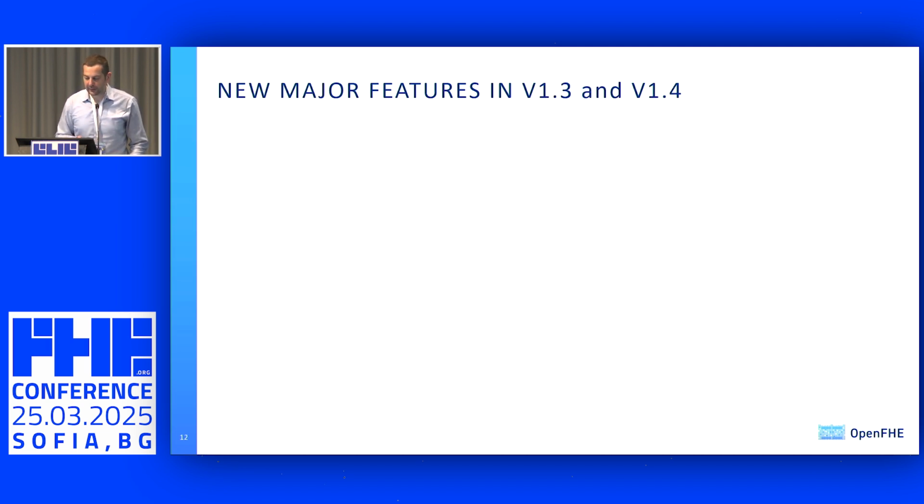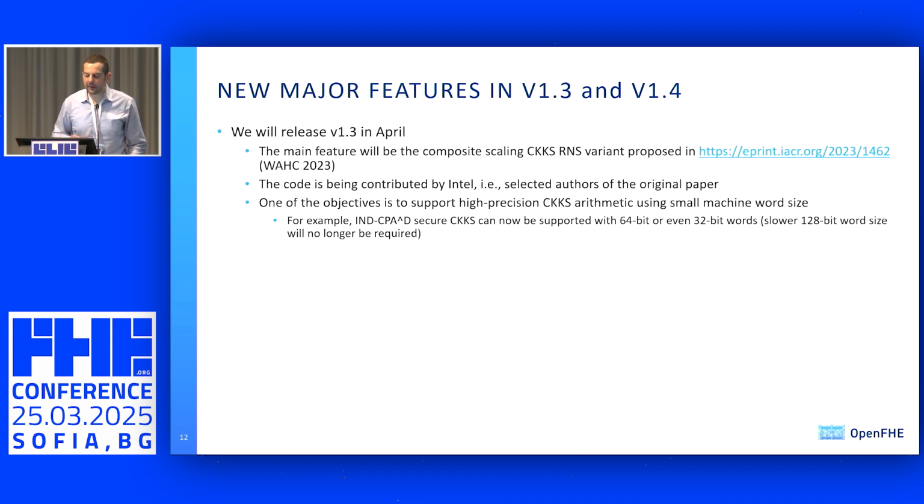And I want to briefly mention what we are expecting in the upcoming releases of OpenFHE, just a little bit of a teaser. A big contribution is coming from the Intel team, which is the composite scaling CKKS RNS variant. The high-level idea is to uncouple the word size from the scaling factor in CKKS. This makes it easier to support hardware accelerators, for instance, using 32-bit words to achieve much larger precision. It also enables much more efficient support of IND-CPA-D secure modes, which typically require more than 64-bit arithmetic. So this is getting close.